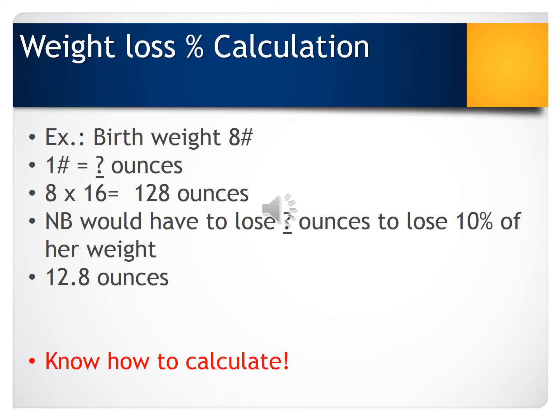Here's an example of a baby who was born at 8 pounds. Then we need to know how to convert that into ounces, and then what percentage of weight loss is the max that the baby can lose, and it would be 12.8 ounces is the max amount that we would expect to be within normal limits of weight loss.